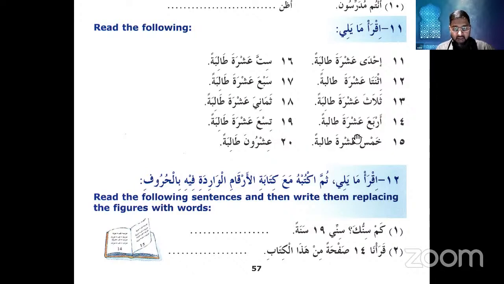Ashrata talibatan. Number 15, khamsa ashrata talibatan. Number 16, sittata ashrata talibatan. 17, sab'a ashrata talibatan. 18, thamania is masculine, ashrata talibatan. 19, tis'a ashrata talibatan. 20, ishruna talibatan.